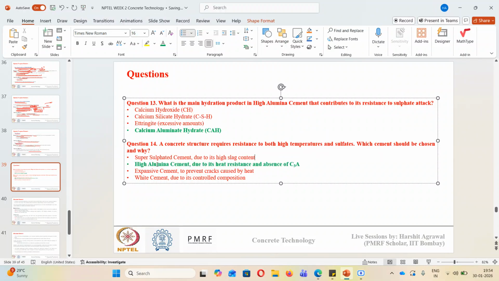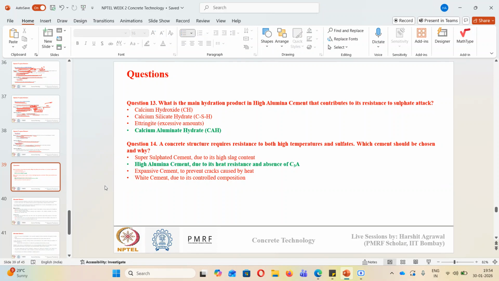Okay, it has good sulfate resistance also, and it has high strength gain initially, and it is suitable for high temperature application. It has good heat resistance properties also. Okay, so if you see in repair of furnaces, internally we apply this high alumina cement for lining of furnaces because of this property of the cement.